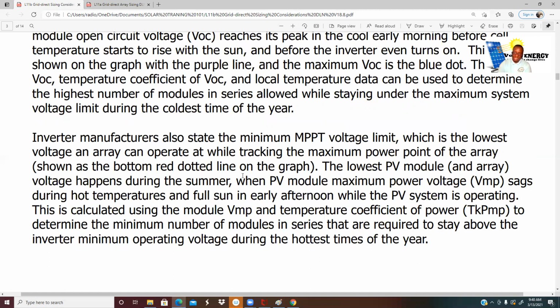While the PV system is operating, this is calculated using the module VMP and the temperature coefficient of power, TK PMP, where PMP stands for power. This determines the minimum number of modules in series that are required to stay above the inverter minimum operating voltage during the hottest time of the year.